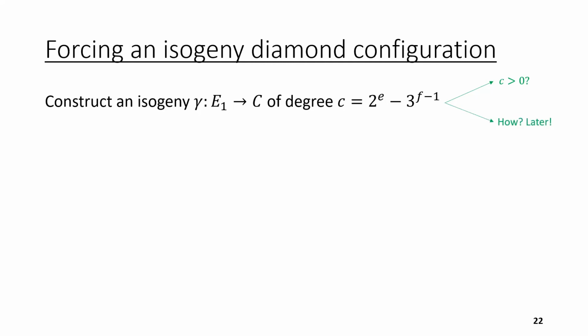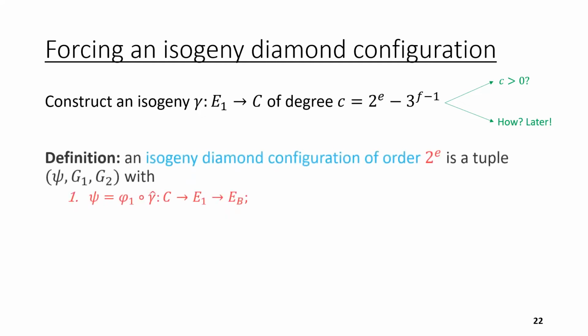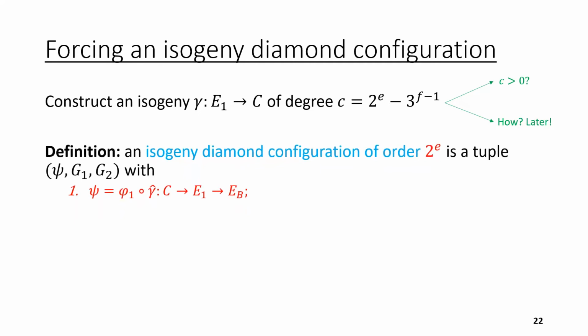The second question is, how can you compute this? Because C may be a huge, large prime that you cannot computationally handle or even store in polynomial time, that you need an exponential amount of computing power for, but we'll talk about that later as well. But just assume now that we can do this. Okay, how can we fix this isogeny diamond configuration then?